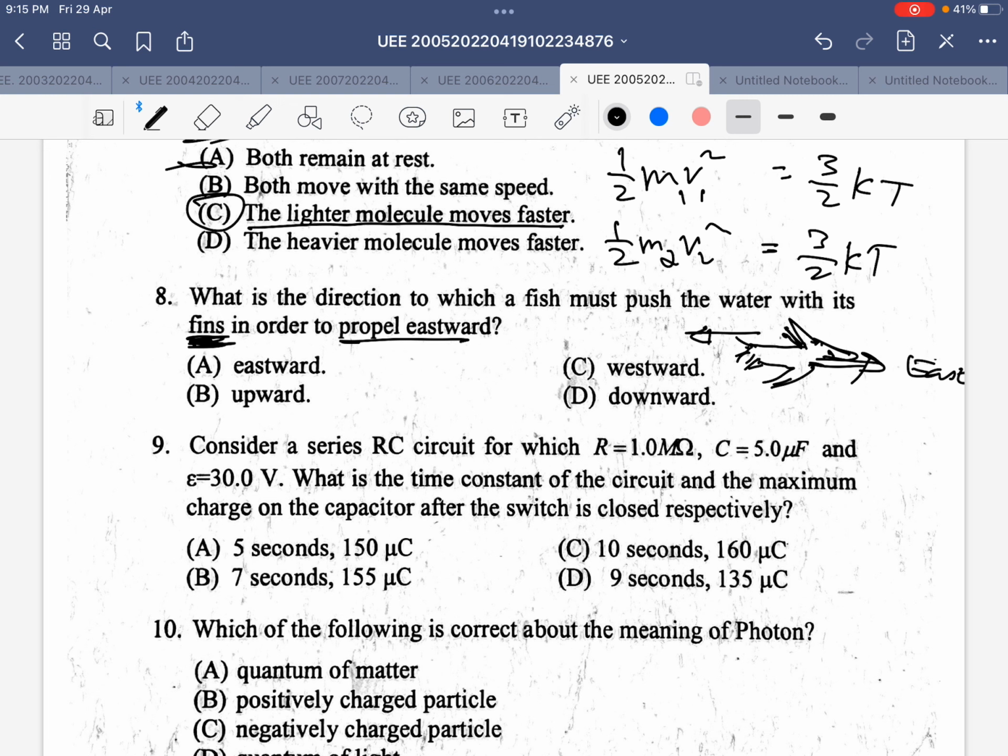This is a Newton's third law question. Therefore the fish has to push the water westward. Let's revise Newton's third law. It states that for every action force, there is an equal and opposite reaction force. The two forces are equal in magnitude and opposite in direction. They act upon two different bodies and they should be on the same line of action.